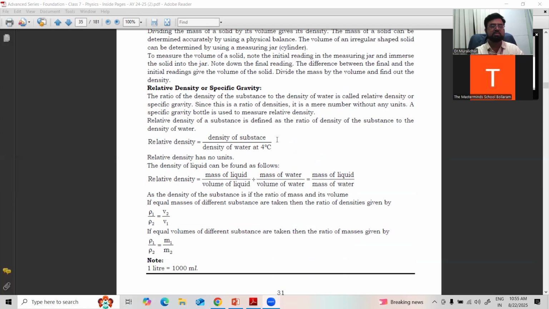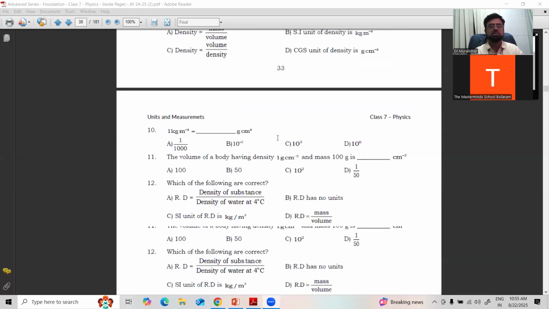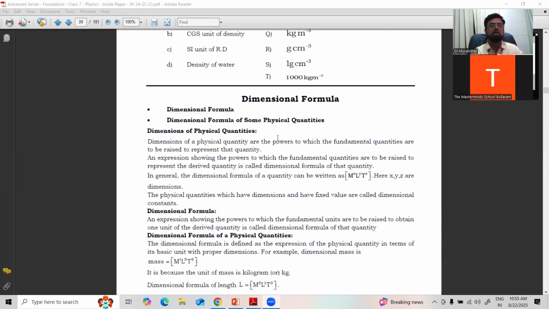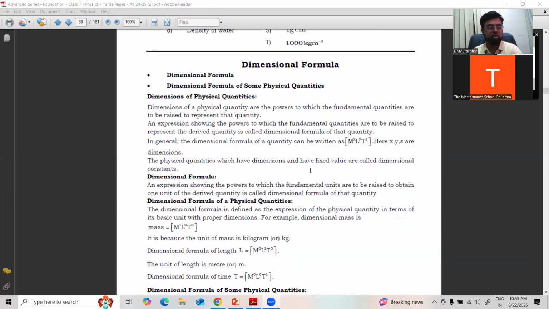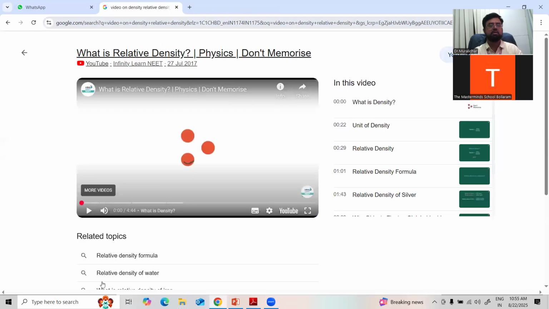So this is about the relative density and density. Before going to the next topic, based on this there is a worksheet here. Just have that knowledge and you can do it easily. Before going to the last topic, I'll show you one video on density and relative density. Later we can move to our actual topic.